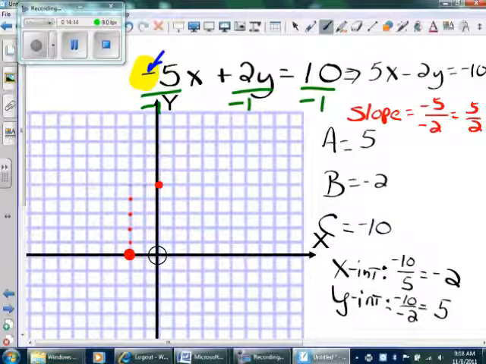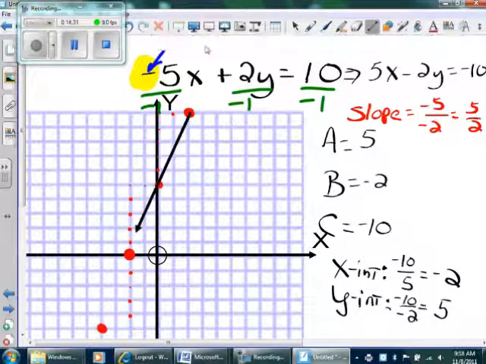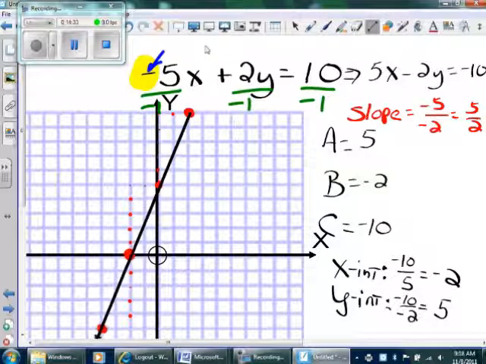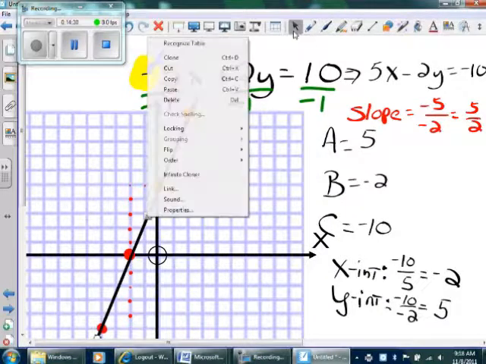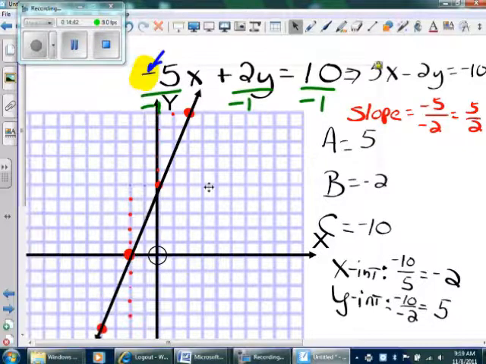I can count up again, 1, 2, 3, 4, 5, 1, 2. From here, I'll count down 5, 1, 2, 3, 4, 5, 1, 2. There we go. All right, so I'm going to draw my line. And I will extend it a little bit. And there we go. There is the line from standard form.